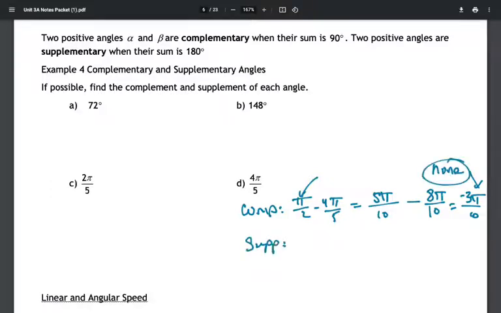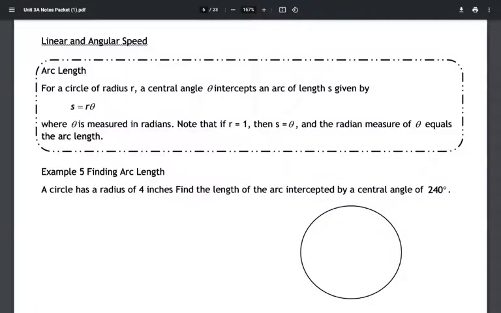Supplementary would have been pi minus 4 pi over 5. So that's 5 pi over 5 minus 4 pi over 5, which is 1 pi over 5. Okay, now that's finally done. Okay, let's move on to linear and angular speed.